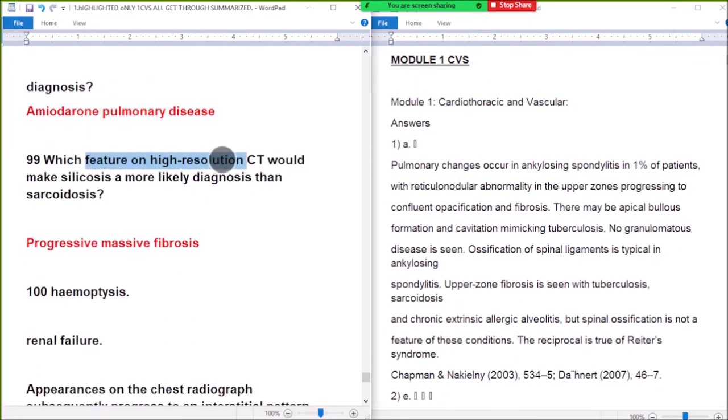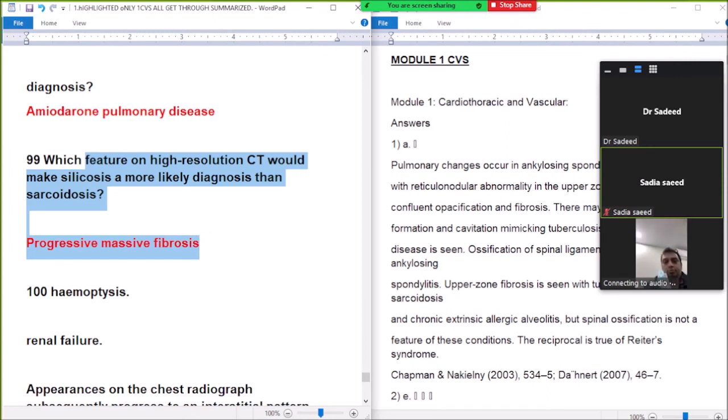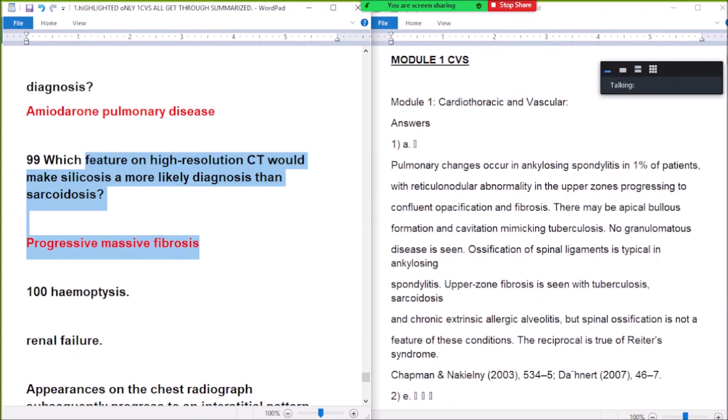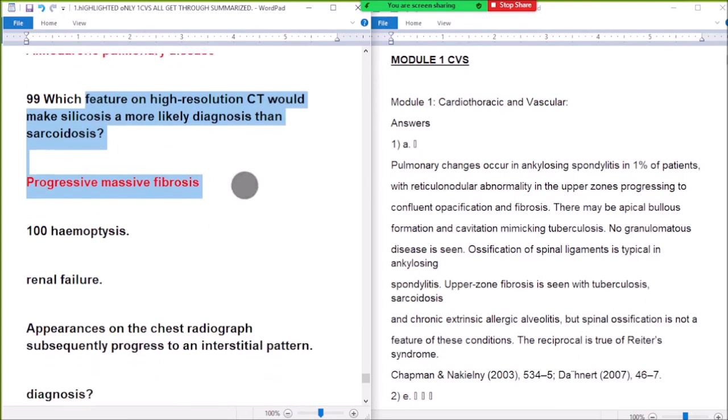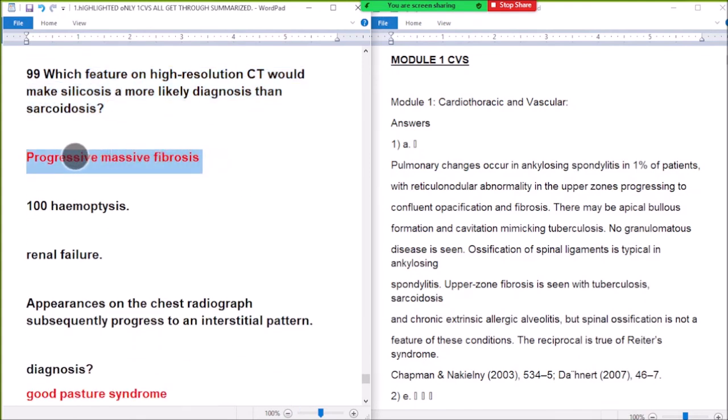Question 99. Which feature on HRCT would make silicosis a more likely diagnosis than sarcoidosis? Progressive massive fibrosis. Progressive massive fibrosis is seen in silicosis, with multiple sausage-shaped masses parallel to the mediastinum.